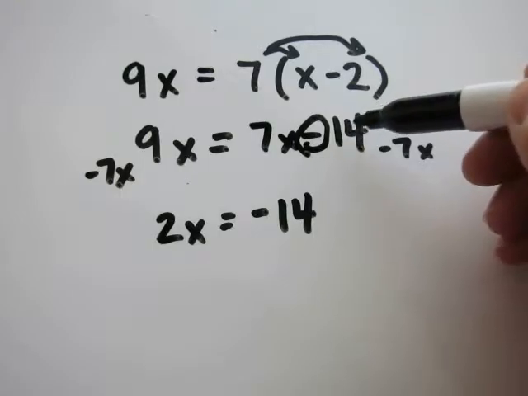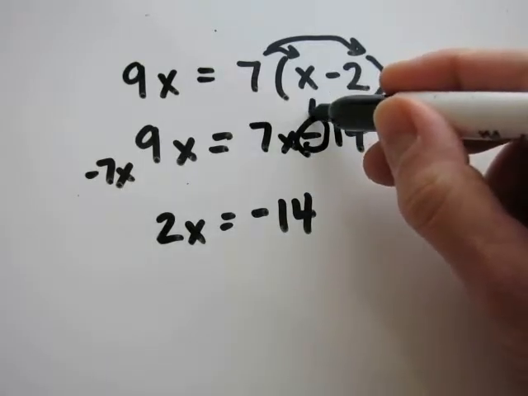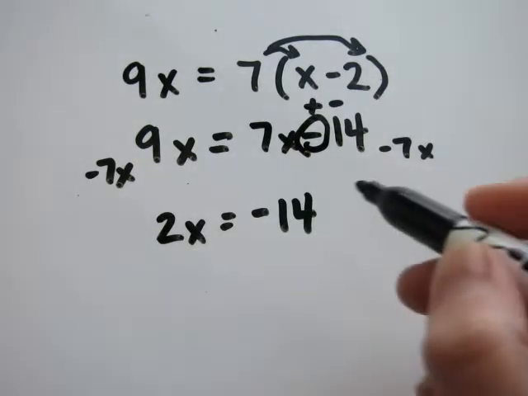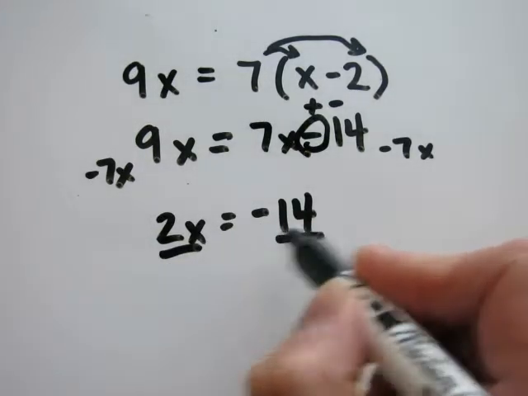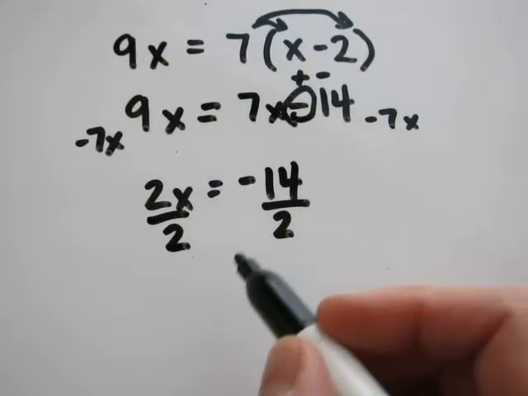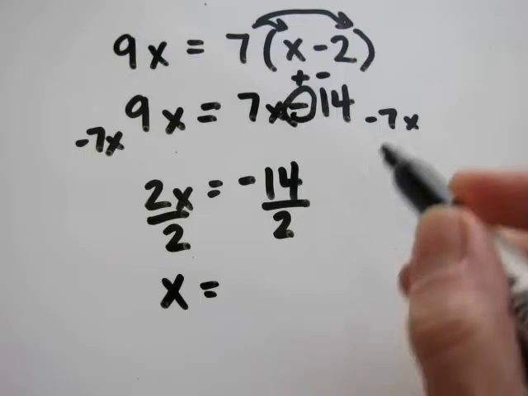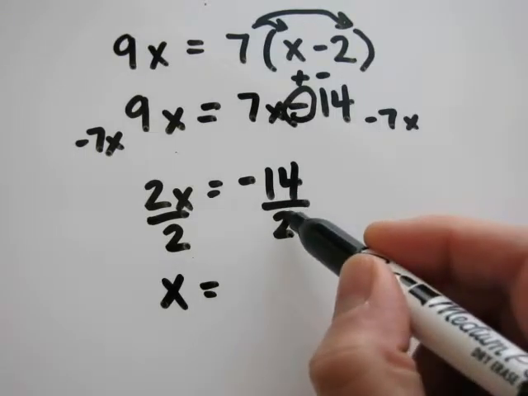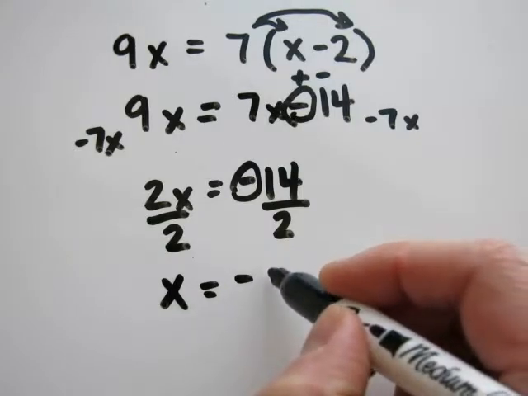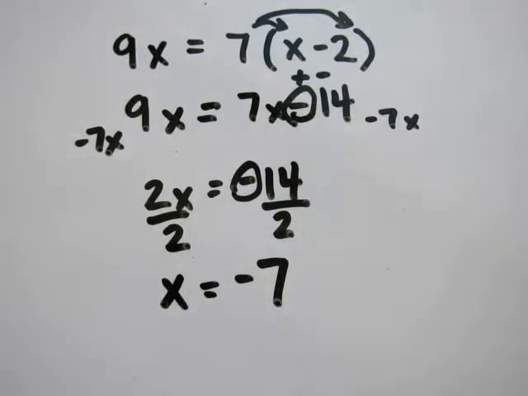If you wanted, up here you could have said this would be plus negative 14, so you don't confuse your signs. Simply divide by 2. X equals 14 divided by 2 is 7. Keep this negative, so your answer is negative 7.